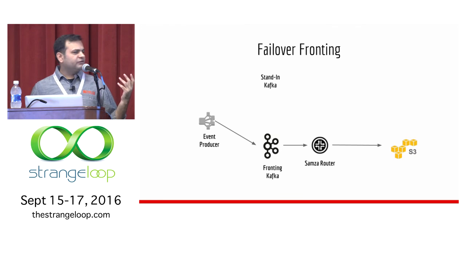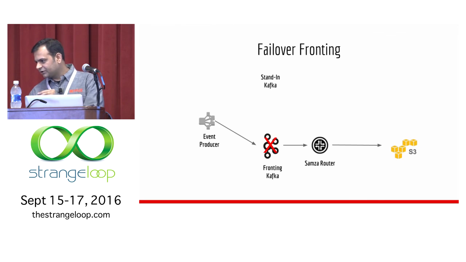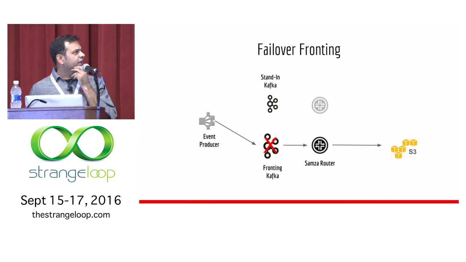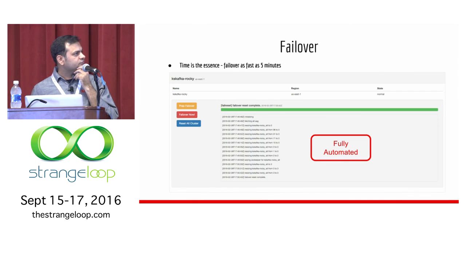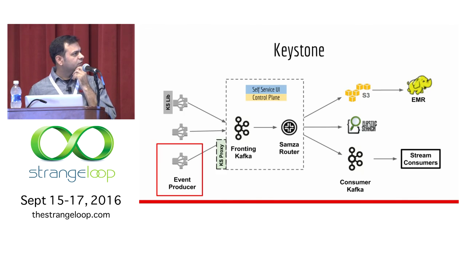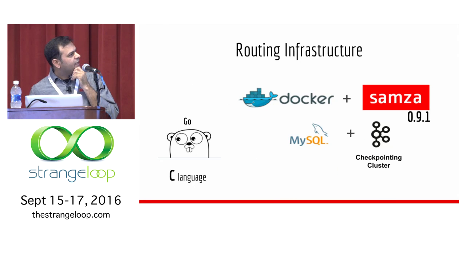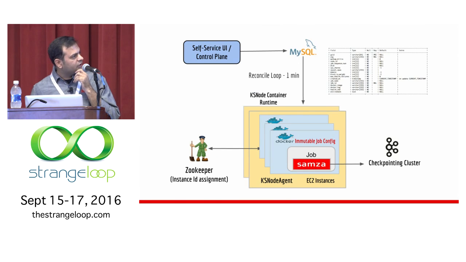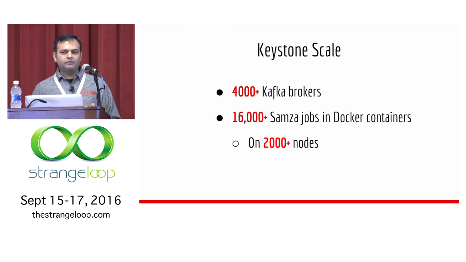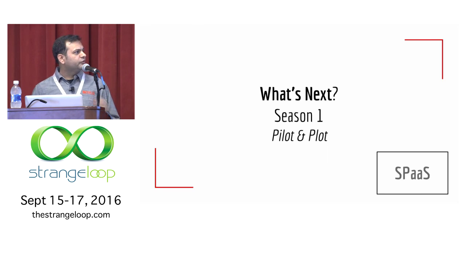This is how it looks. We have events flowing through our pipeline. A fronting Kafka cluster goes down, and we replace it. It's fully automated. So this is how the event flows through. We run it on Docker containers. We have our own runtime, and we use MySQL. We don't have any Mesos or Yarn. We just kept it simple. We're going to be moving into that.